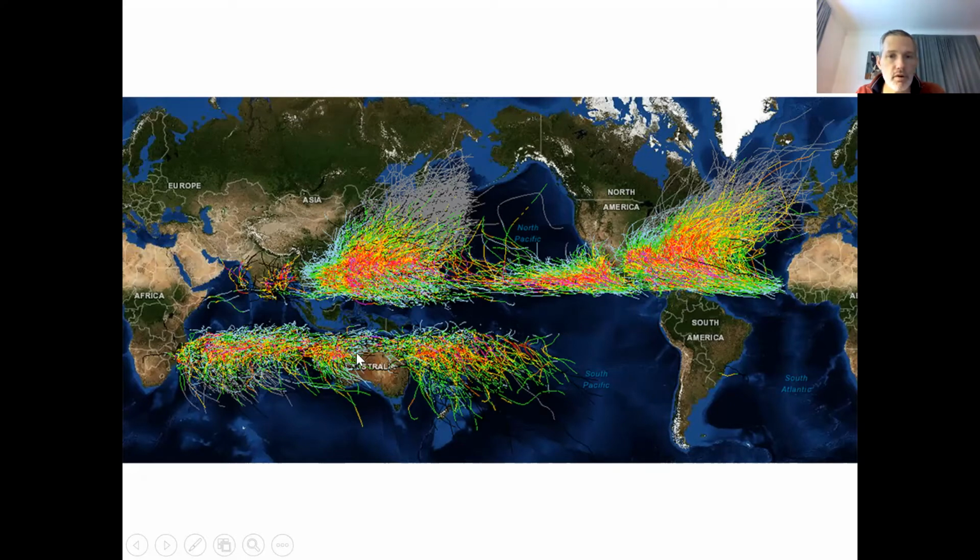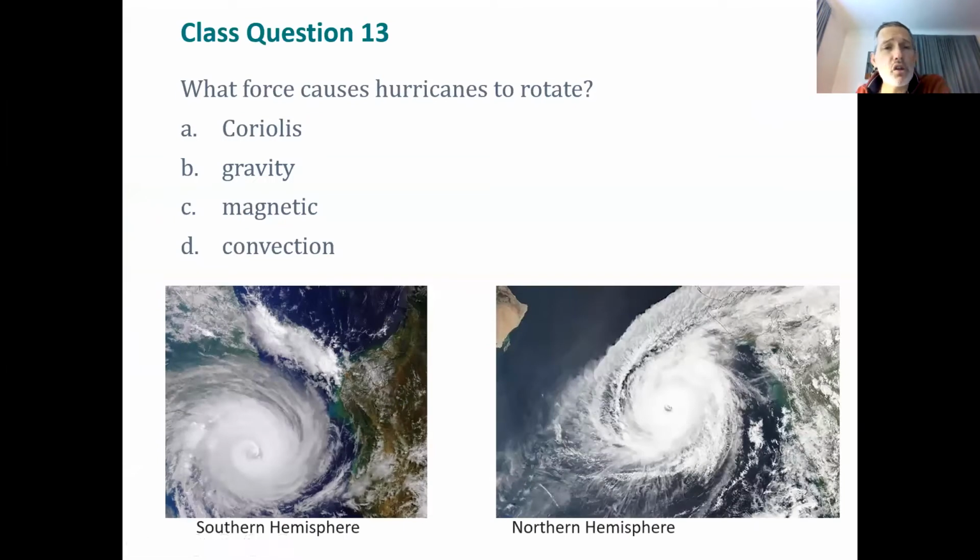If we take a look at the southern hemisphere, it's just the opposite. And as it turns out, the Coriolis effect is actually going to cause the hurricane slash typhoon slash cyclone to move in opposite directions in the southern hemisphere to the northern hemisphere. So if we take a look at the movement of this hurricane, we can see it's counterclockwise in the northern hemisphere, clockwise in the southern hemisphere. But again, anytime that you see things different in the northern hemisphere versus the southern hemisphere, immediately think Coriolis force.